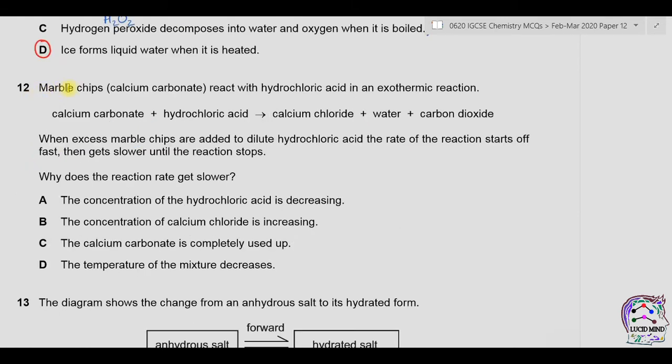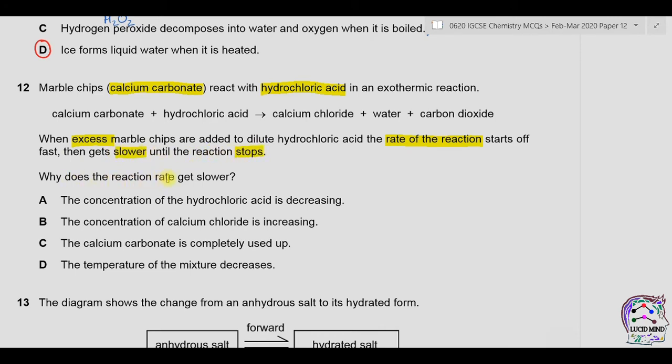Question 12. Marble chips, which is actually calcium carbonate, react with hydrochloric acid in an exothermic reaction. This is the word equation. Calcium carbonate reacts with HCl to form calcium chloride, water and carbon dioxide. When excess marble chips are added to dilute hydrochloric acid, the rate of the reaction starts off fast, then gets slower until the reaction stops.